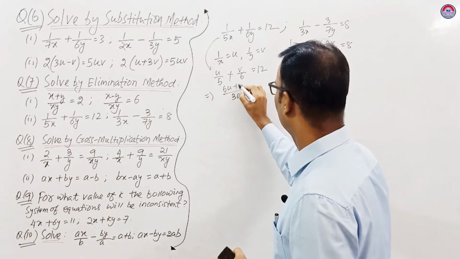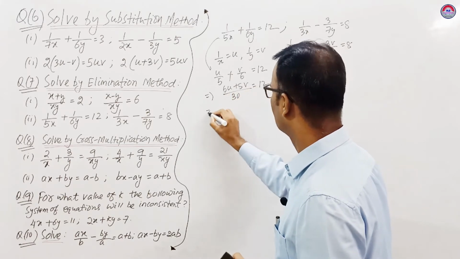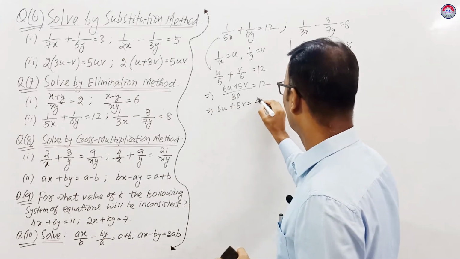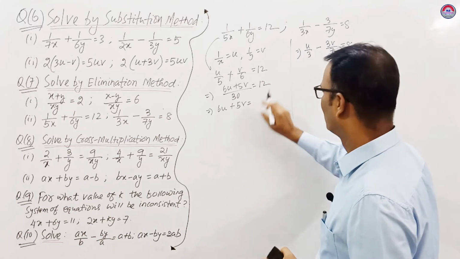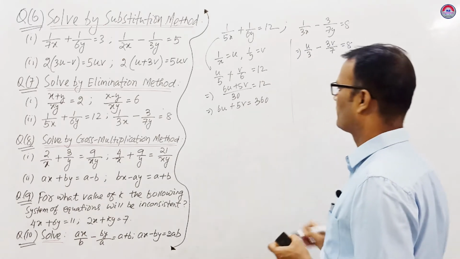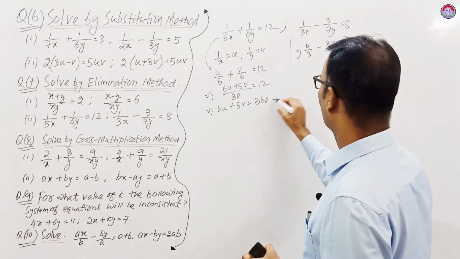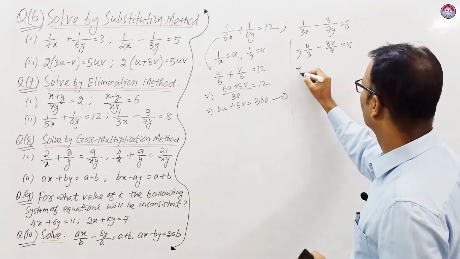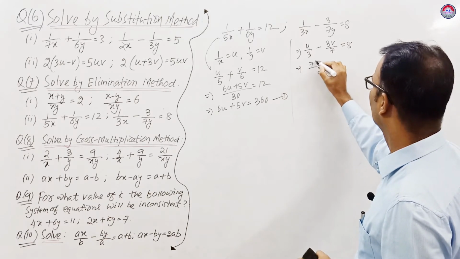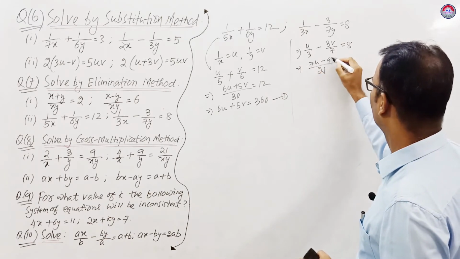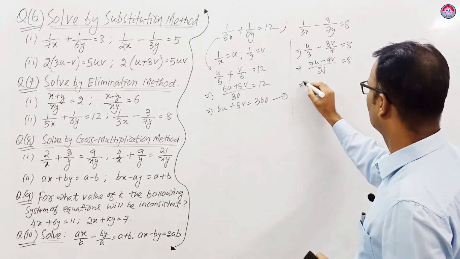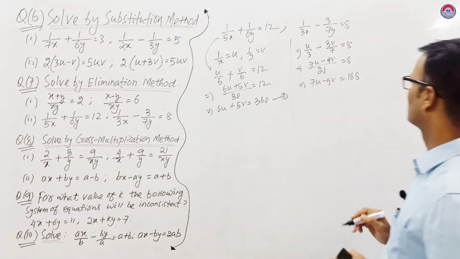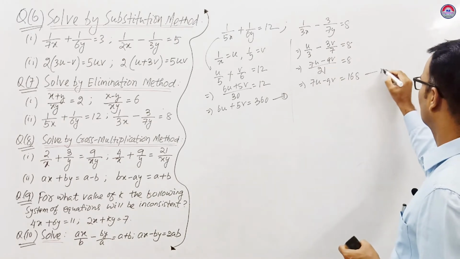6u plus 5v equals 12 into 30, 360. Not 420, it is 12 into 30, 360. This is equation 1. Similarly, the second equation, LCM 21: 7u minus 9v equals 8 into 21, that implies 7u minus 9v equals 168. This is equation 2.